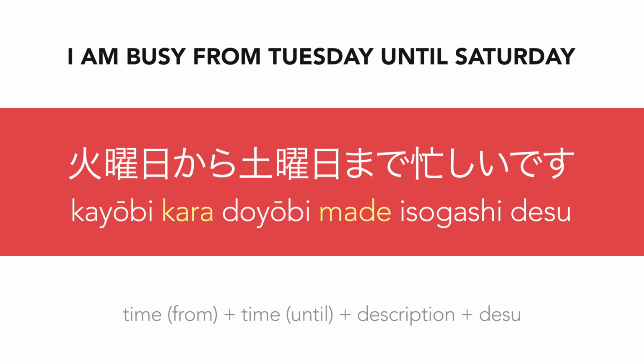Take a look. First we set our in point, kayobi, meaning Tuesday, marked with kara, now meaning from Tuesday. Now we mark our out point, doyobi, meaning Saturday, marked with made, now meaning until Saturday. And now that our time frame is settled, we can follow it with the action that will take place within this frame of time, such as, again, isugashii desu, meaning busy.